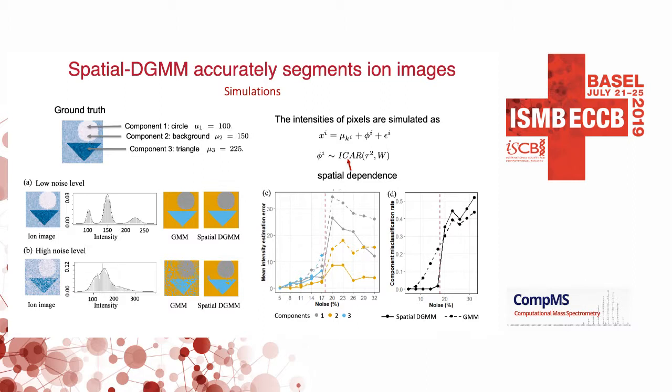So here are some results. For low noise level data, it's quite clean, and both the Gaussian mixture model and spatial DGMM have low mean intensity estimation error and low component misclassification rate. When the noise gets higher, the Gaussian mixture model becomes very noisy, but spatial DGMM still has lower mean intensity estimation error and lower component misclassification rate. Within the noise of 20%, the model can perform very well.